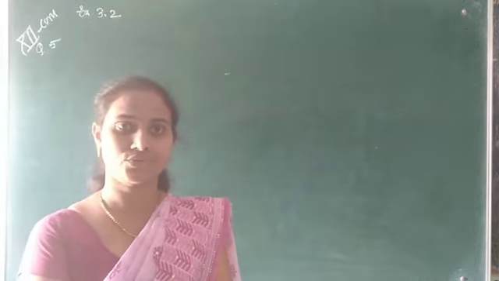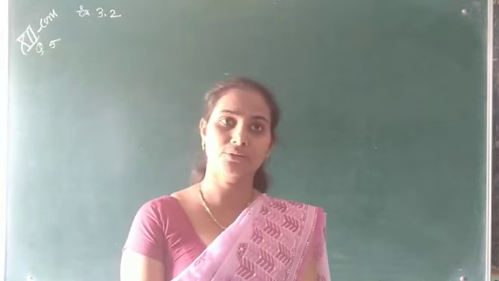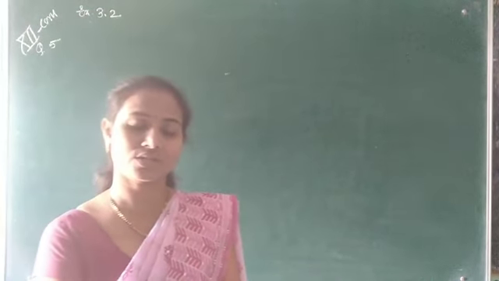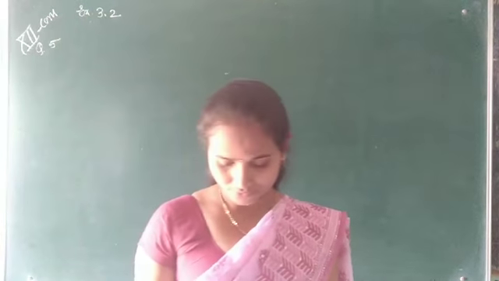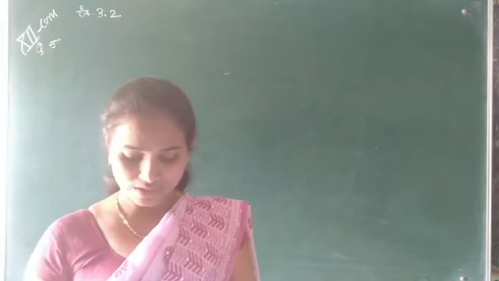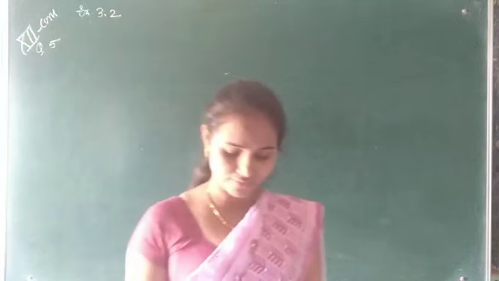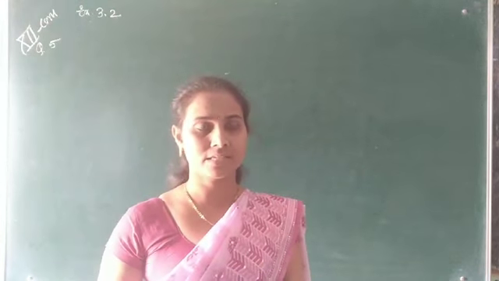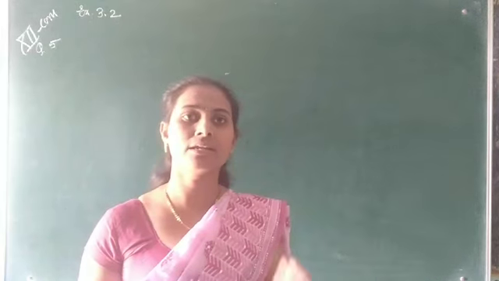Today we start to solve our next question, exercise 3.2, that is question number 5. In the earlier lecture we saw question 1 to question 4. What is question 5? First see the question. Bring out consistency if any in the following data. We have to check if the given data is consistent or inconsistent.